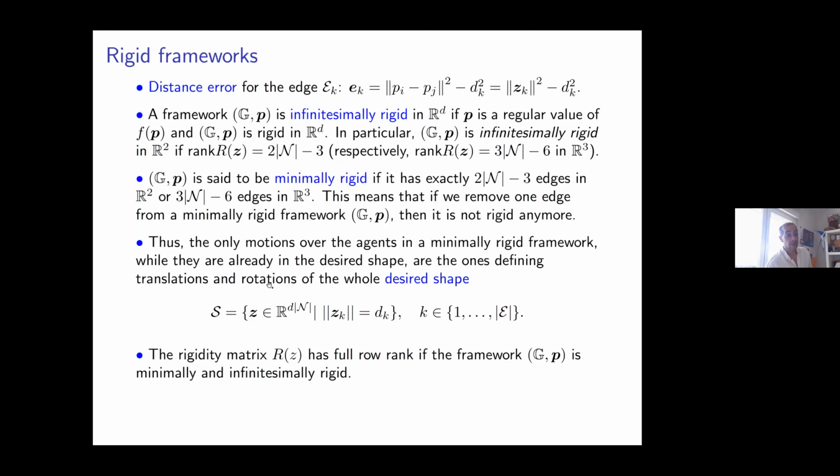That is that the rigidity matrix has full rank if the framework is minimally and infinitesimally rigid. This will be used for the stability result that I will show at the end of this talk. And also, we want the agents to reach the desired shape. So the desired shape is defined in this way through the relative position between the agents and the desired distance.